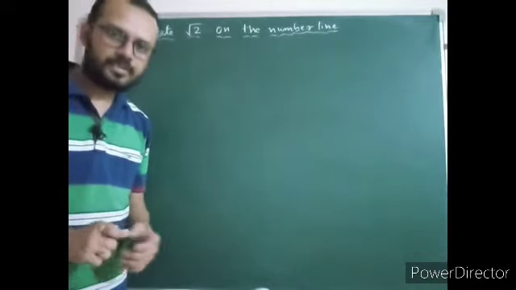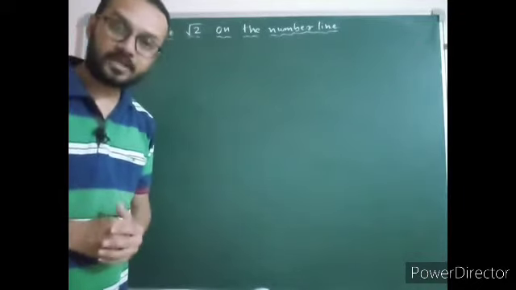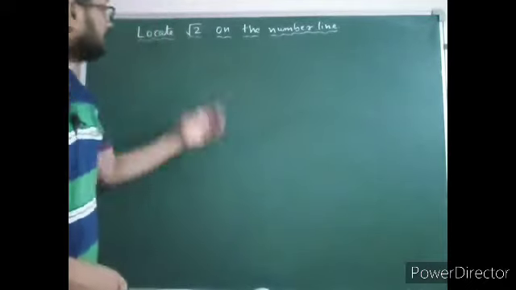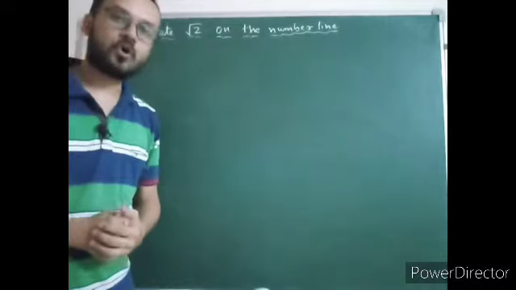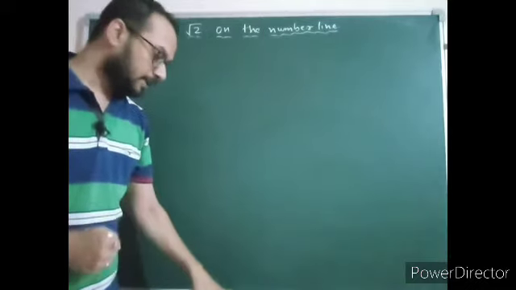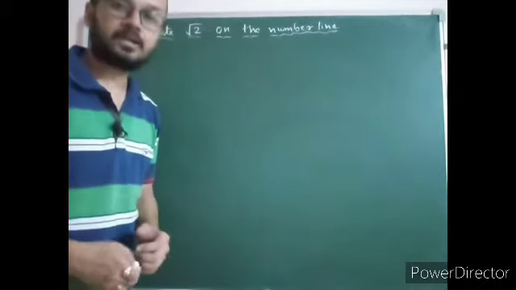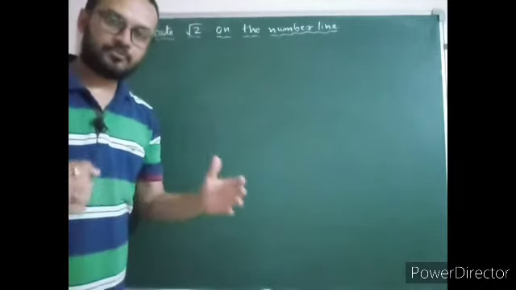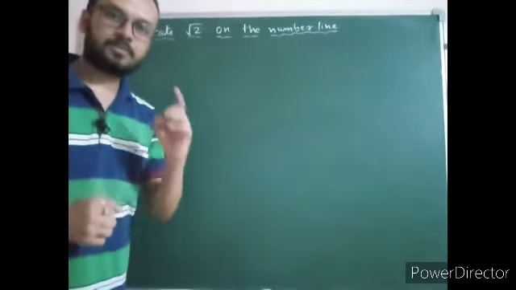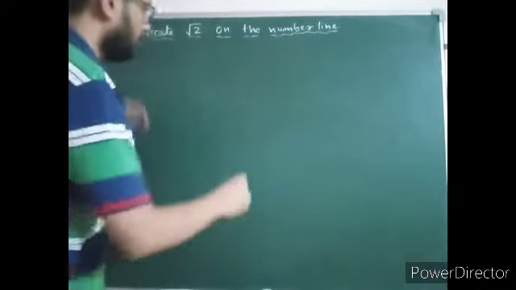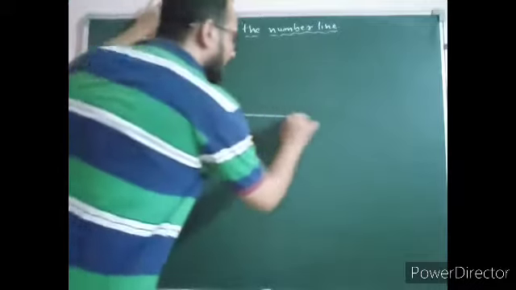Now here we are going to understand how to locate an irrational number on the number line. First thing is to locate root 2 on the number line. It is given in your textbook, example number 3. For this we will use the principle of Pythagoras theorem. Let us do it. First of all, we will draw a number line.